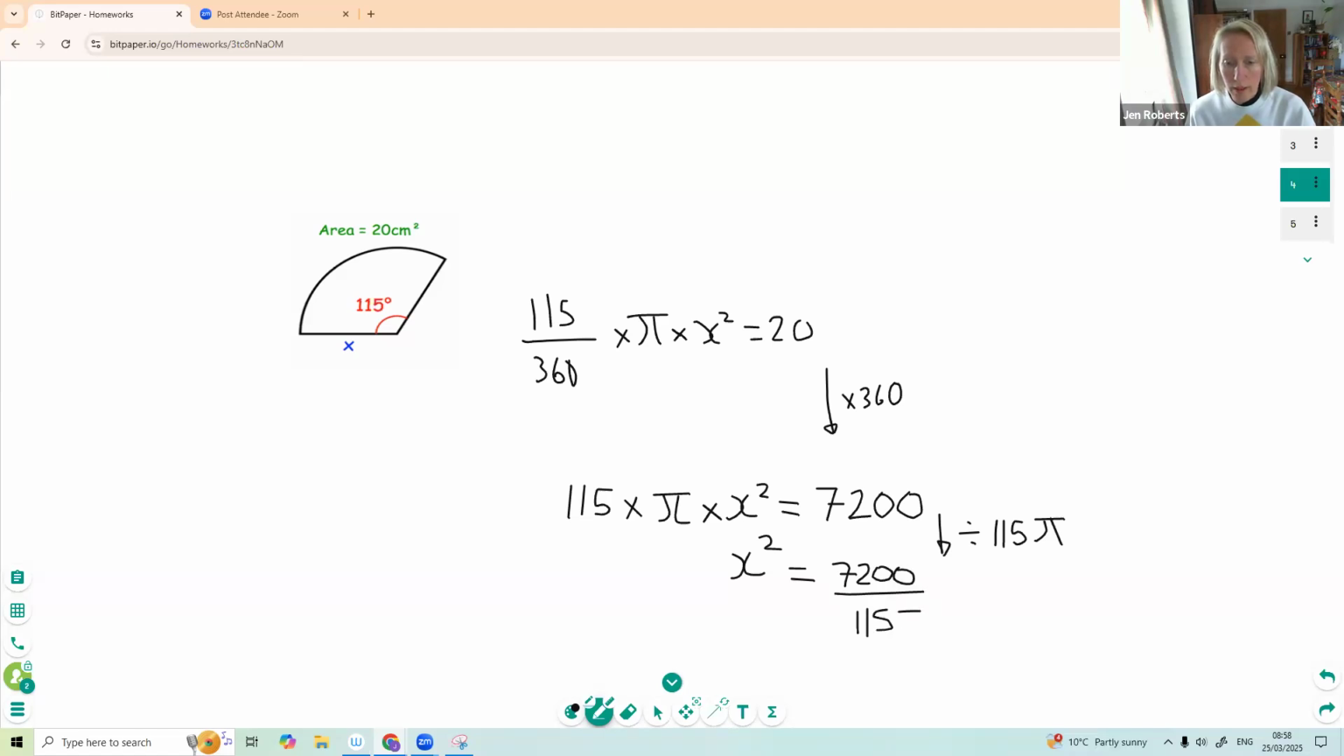And then last step. How do you get x by itself now? Opposite of squaring is square root. So I'm going to square root that entire fraction. Type that into my calculator. And you get an answer of 4.46, or 4.5 centimetres to 1 decimal place.